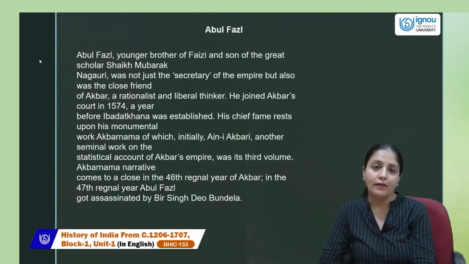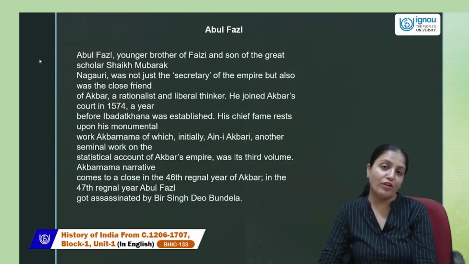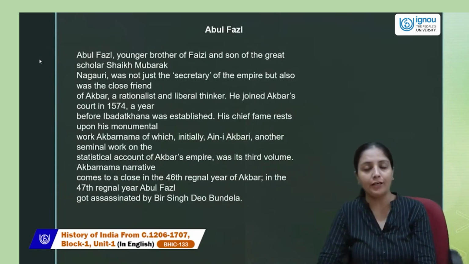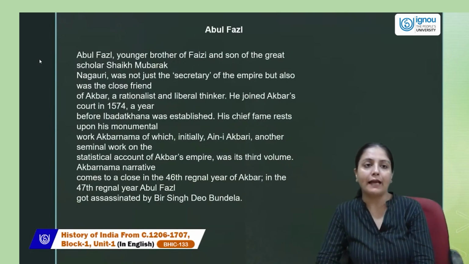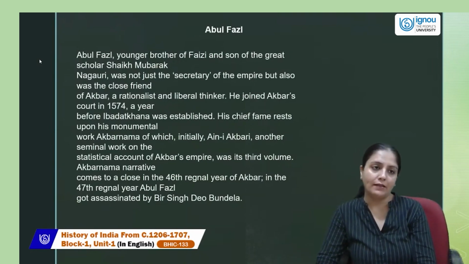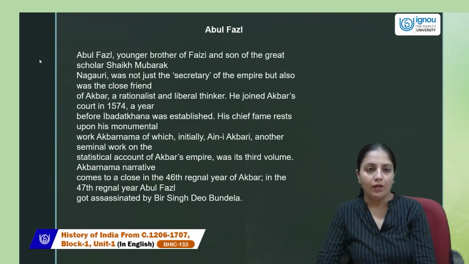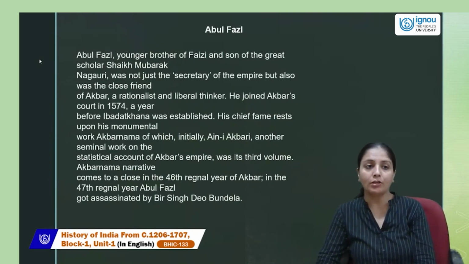Next is Abul Fazl. It's a very old name. We have heard about a lot of things related to Abul Fazl. Abul Fazl, younger brother of Faizi and the son of the great scholar Sheikh Mubarak Nagori, was not just the secretary of the empire but also a close friend of Akbar, a rationalist and a liberal thinker also.